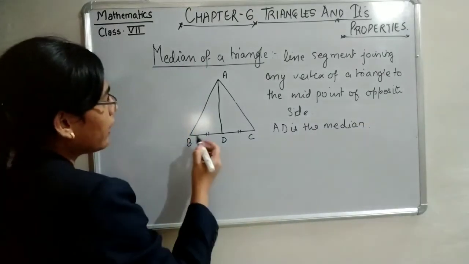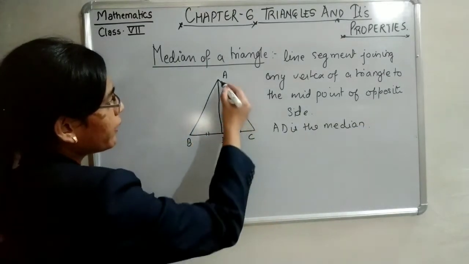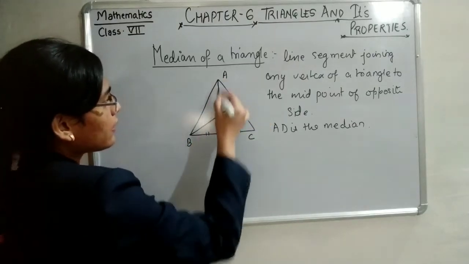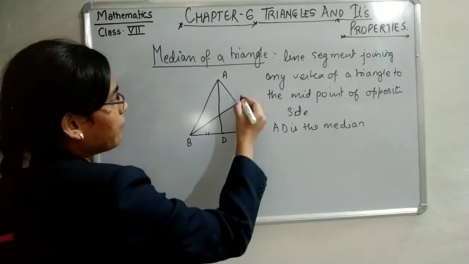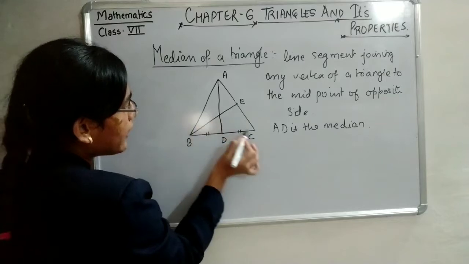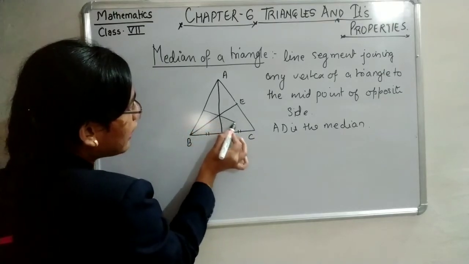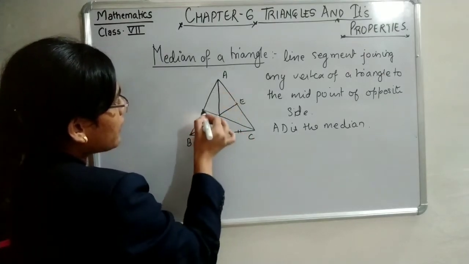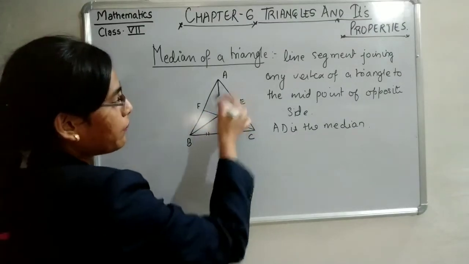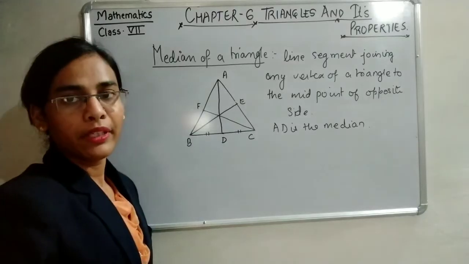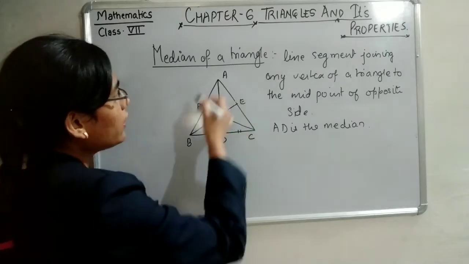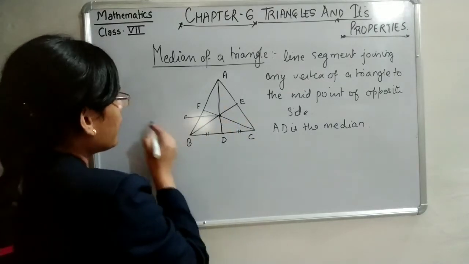In a similar way, we can also join this vertex B to the midpoint of the side AC, name it as E. So BE also will be the median. Similarly, from the vertex C also we can join the line segment to the opposite side's middle point, name it as F. So we have 3 medians of a given triangle. Maximum 3 medians can be there for a triangle, and this point of intersection of all 3 medians of a triangle is called the orthocenter.